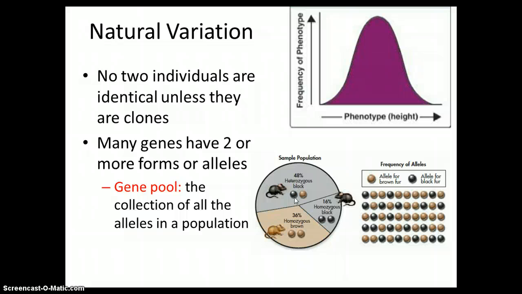We can do the same thing with the brown allele. We've got brown mice that have two alleles each, and so 36 times 2 is 72, plus 48 alleles from our heterozygous mice gives us 120 brown alleles in the population. And so we have 120 out of 200 total gives us 60% of the population, or 60% of the gene pool are alleles for brown fur.